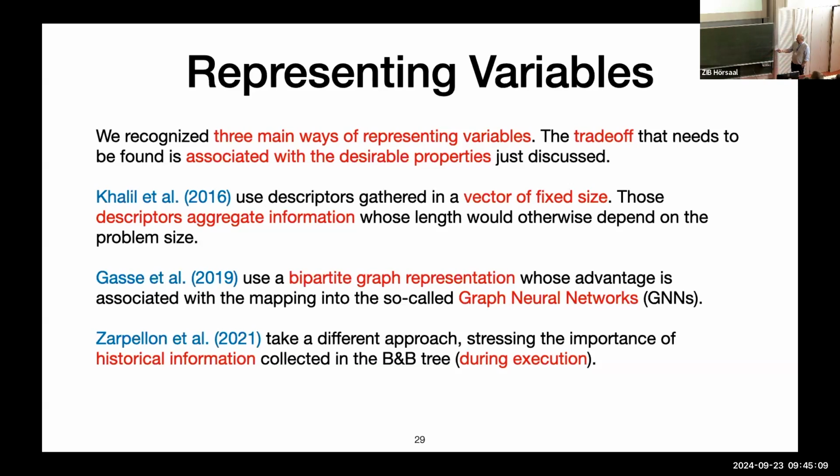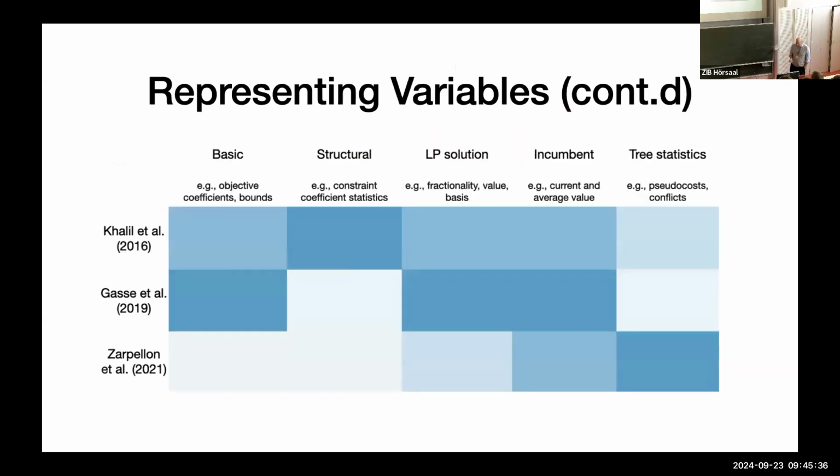Finally, the paper by Giulia Zarpellon and co-authors takes a different approach, where they stress the importance of the historical information collected within the branch and bound. So the idea is that it pays less attention to the structure of the problem and more attention to the evolution of the branch and bound itself in order to actually distill information on the go for understanding what the evolution of the algorithm actually is. So during execution.